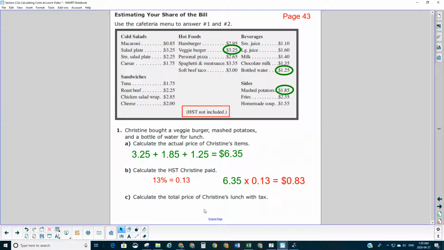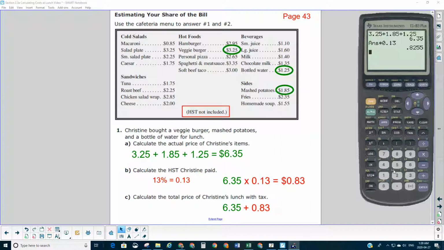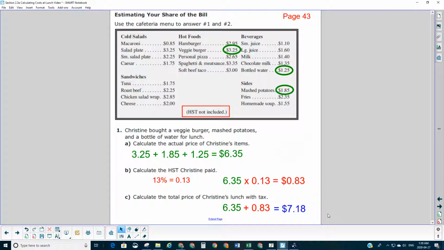And then to calculate total price, we're going to take that $6.35 plus the 83 cents, and let's actually add that up. So $6.35 plus 0.83 equals $7.18. Now, our workbook doesn't ask for, it asks us to do this in two steps.